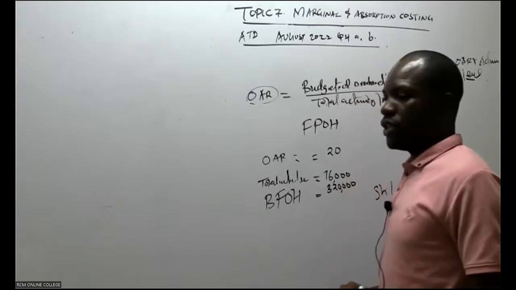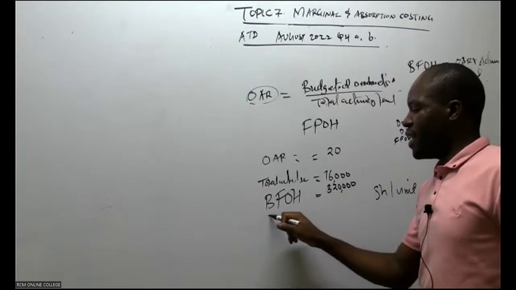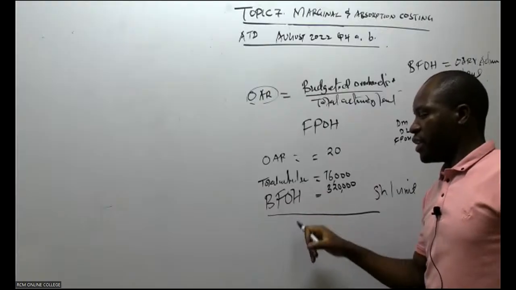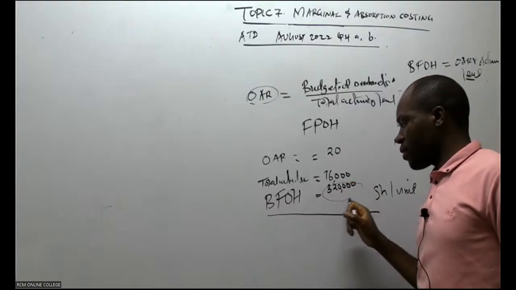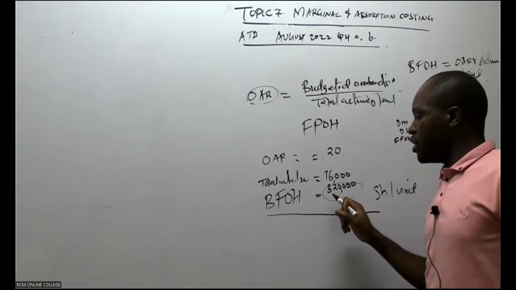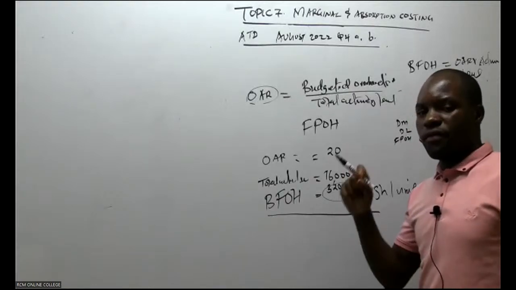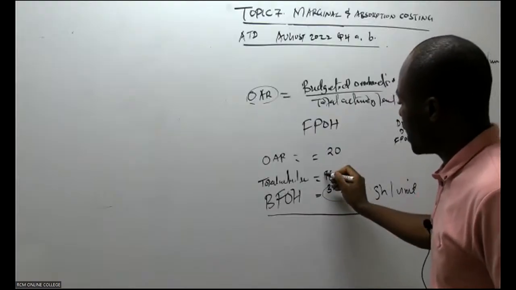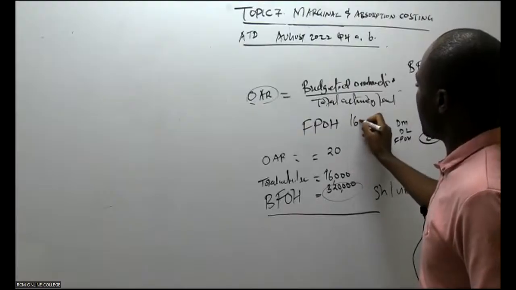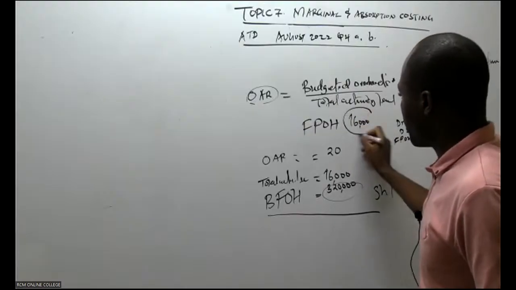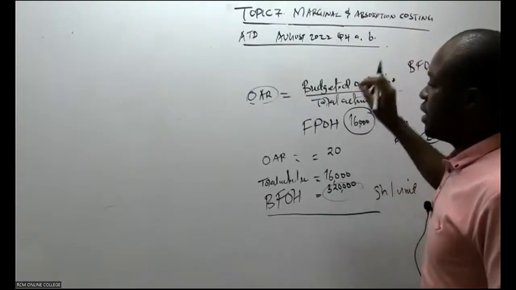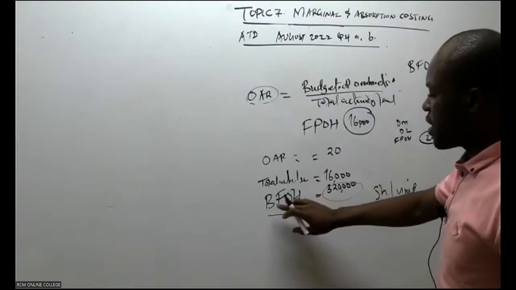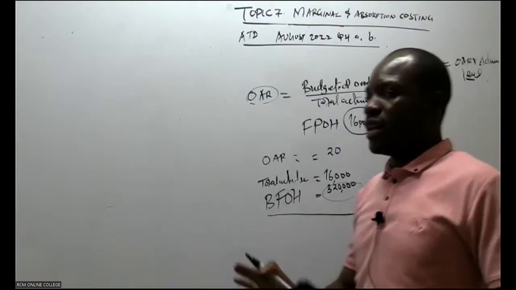We have 320,000. So for the entire year, the fixed production overhead is budgeted as 320,000. But remember, it will only be 320,000 if the company produces and sells the budgeted activity level, which is 16,000 units. If they produce 16,000 units, then they sell the 16,000 units, they are going to operate at this level here. Their budgeted fixed overhead will be 320,000.